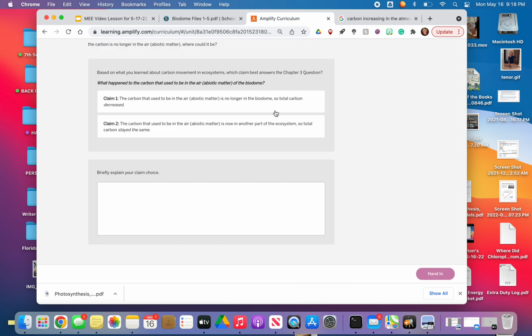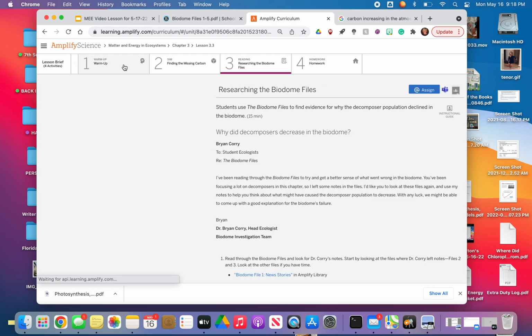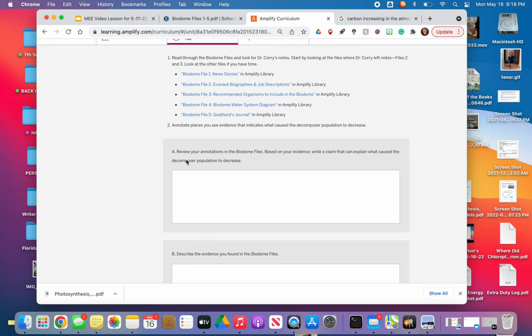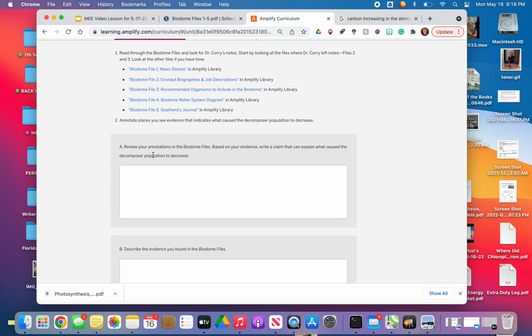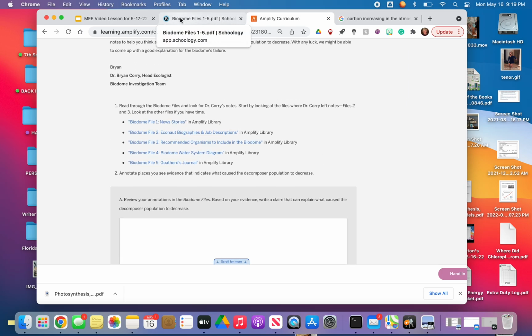I'm going to jump to Amplify. This is the activity you're going to be in. It's right here, activity 3. Okay. And there is just a place right here where you're going to review the annotations. Based on your evidence, write a claim that can explain what caused the decomposer population to decrease. What was going on in the biodome that would cause the decomposers to decrease? And then describe the evidence that you found in the biodome files. How do you know? What evidence do you have to back up that claim? Make sure you hand that in. I am going to be reading these to make sure you guys understand why the biodome failed. Okay?